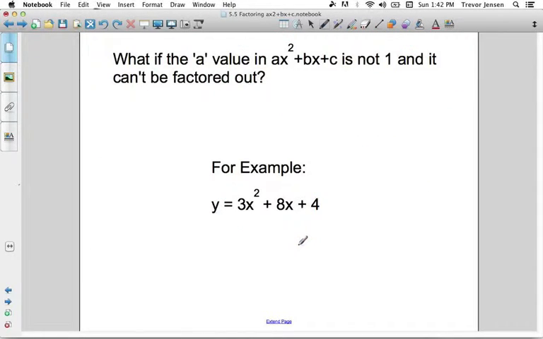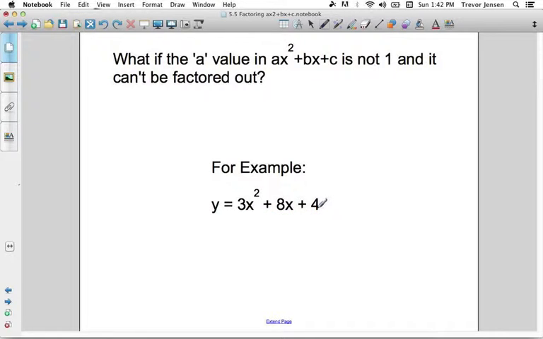Okay. Now we want to be able to factor quadratics where the a value is not 1 and we can't factor it out. So look at this example here, y equals 3x squared plus 8x plus 4. The first thing you want to do is look at your a value. The a value in this case is 3. 3 is not 1. So the only way I'll be able to factor this is if I can factor out that 3. The only way I can factor out that 3 is if it goes into both of the other terms in the quadratic. And it doesn't go into either of them. 3 doesn't divide evenly into 8 or 4. So I'm kind of stuck. I don't know how to factor this.